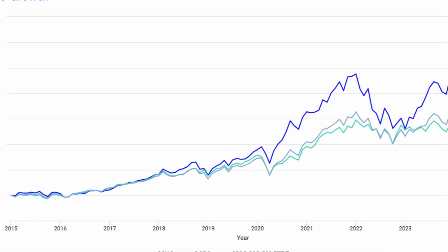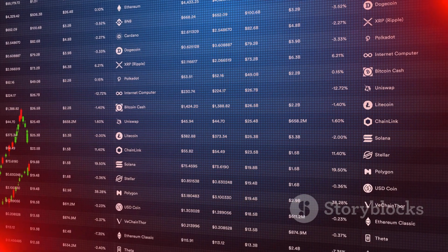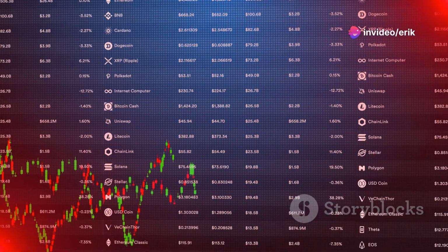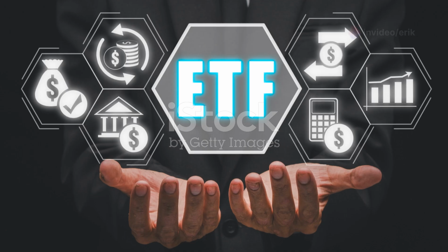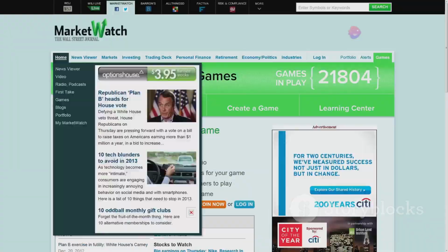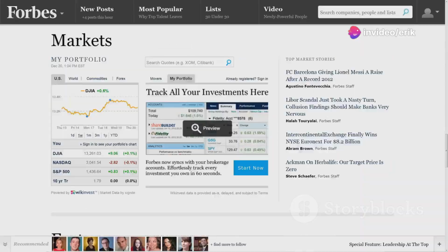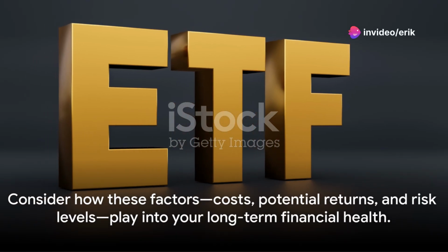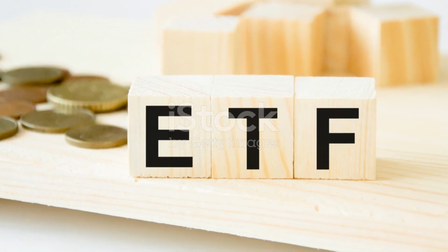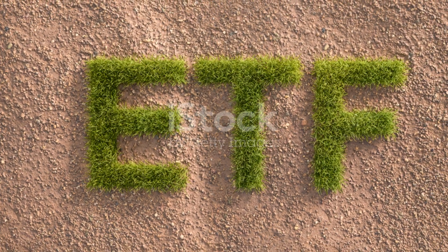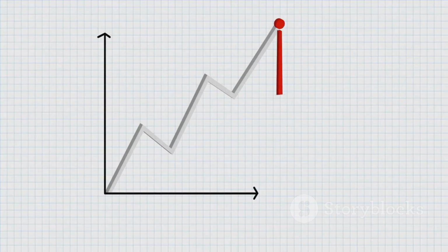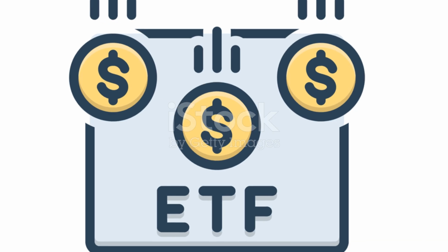We also peeled back the layers of risk associated with each fund. SCHG, with its higher standard deviation and maximum drawdown, suggests greater volatility, but also the potential for higher rewards. On the other hand, DGRO's lower risk metrics indicate a more stable but perhaps less meteoric growth trajectory. As you align your investment choices with your personal financial goals, consider how these factors, costs, potential returns, and risk levels, play into your long-term financial health. Remember, in the world of investing, knowledge is not just power, it's profit. SCHG versus DGRO. Which fits your financial narrative better?